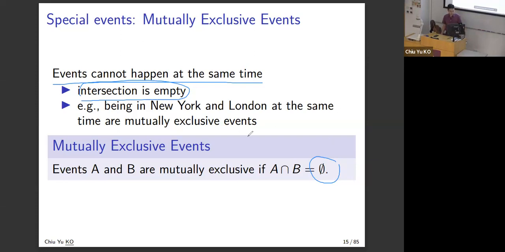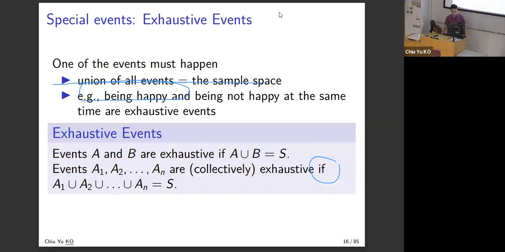Okay, so maybe I cover one more, then we'll break. Very quickly, because they are very simple. I cover this one, and then we'll break. This one is called exhaustive. Exhaustive means at least one of them will be true. This is called the union of them, the sample space. At least one of them is true.